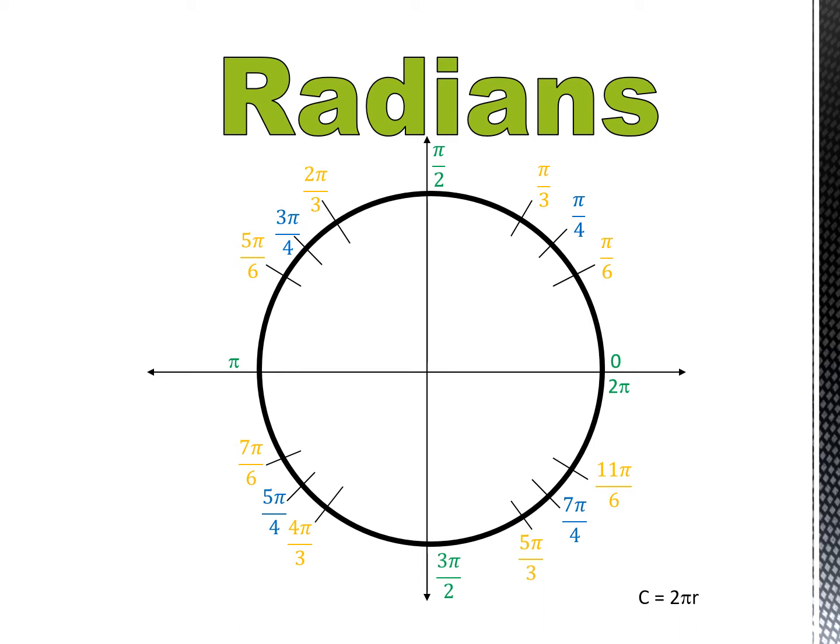Let's go together. Starting here, we have 0, 1 pi over 6, 2 pi over 6, but reduce it, 3 pi over 6, but reduce it, 4 pi over 6, reduce it, 5 pi over 6, 6 pi over 6, reduced, 7 pi over 6, 8 pi over 6, reduce, 9 pi over 6, reduce, 10 pi over 6, reduce, 11 pi over 6, and then 12 pi over 6, reduce.